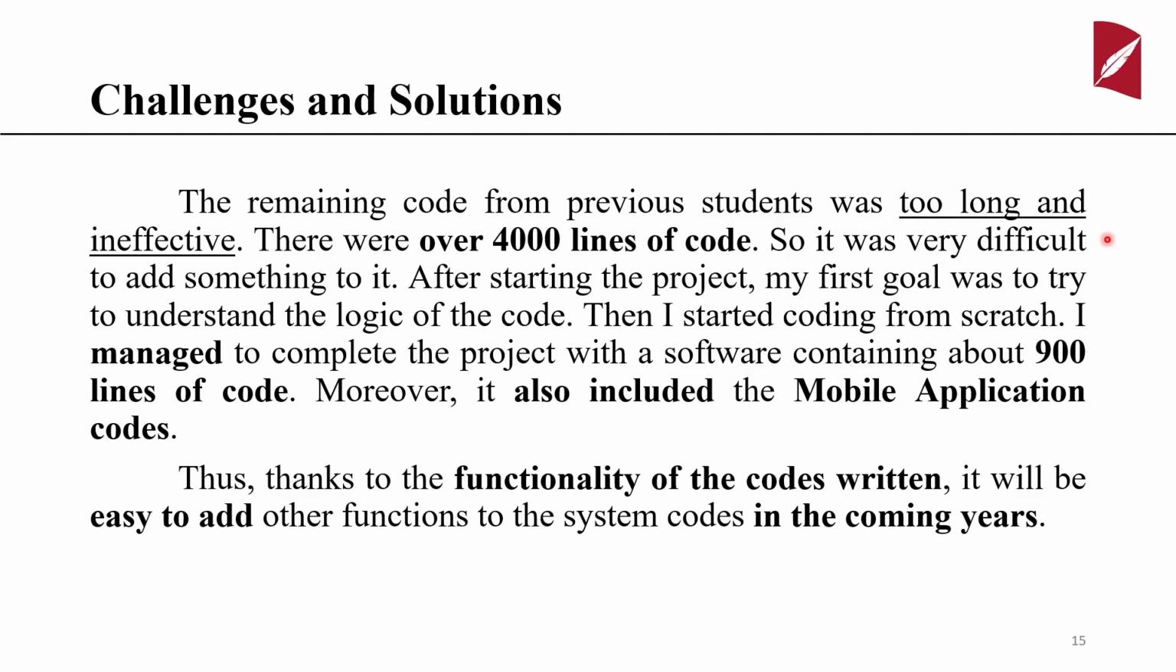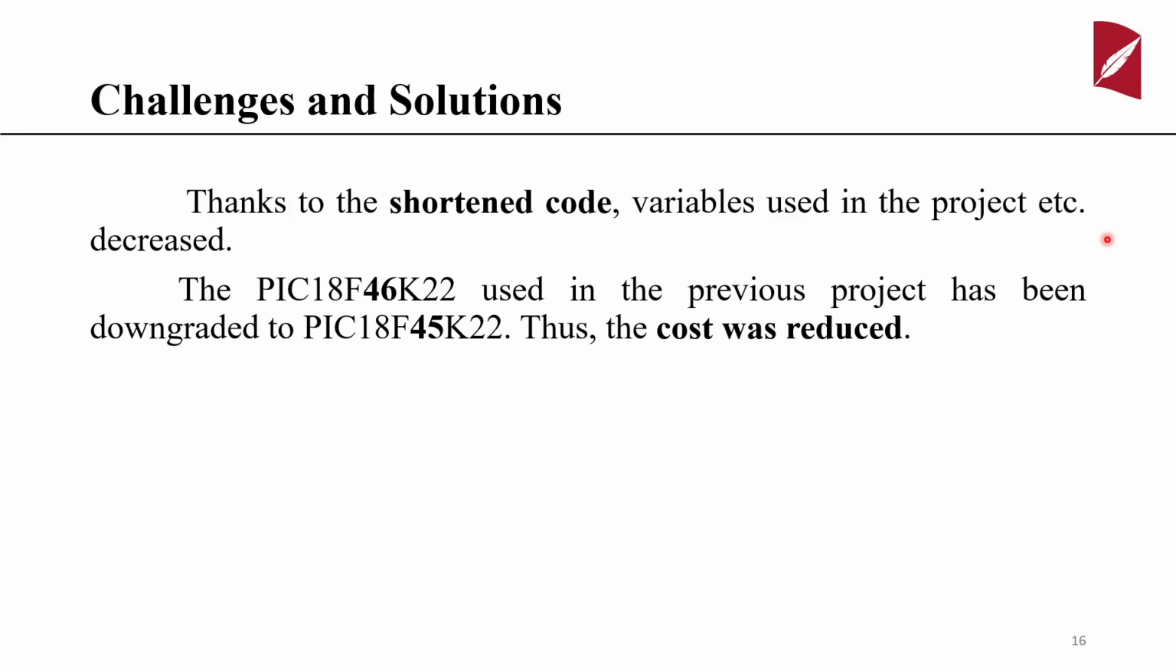I managed to complete the project with a software containing about 900 lines of code. Moreover, it also included the mobile application codes. Thus, thanks to the functionality of the codes written, it will be easy to add other functions to the system code in the coming years. Thanks to the shortened code, variables used in the project, etc. decreased.